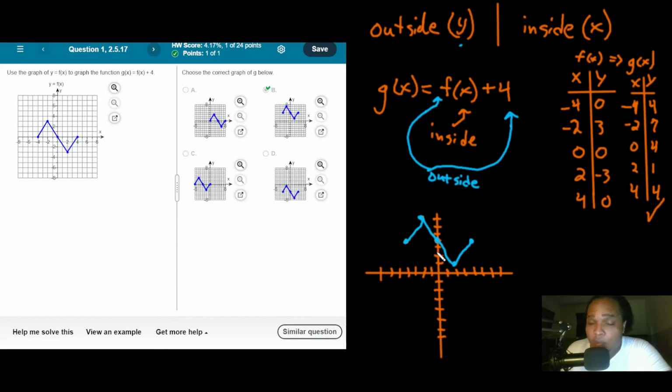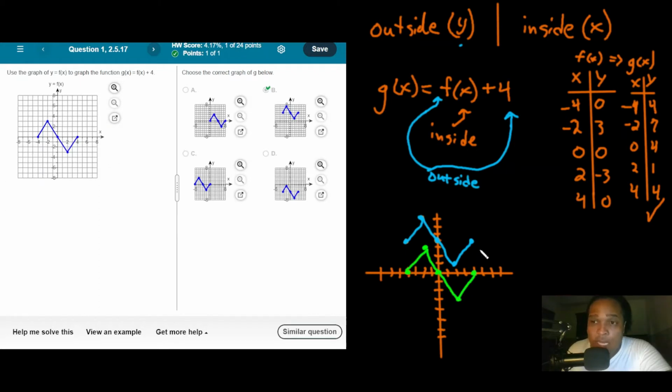Let's go ahead and plot the points that we got from the original. -4, 0, 1, 2, 3, 4. I can't really see that. Let's use lime. And then we have -2, 3, so 1, 2, 1, 2, 3. And then we have 0, 0, 2, -3, 1, 2, 3. And 4, 0, 1, 2, 3, 4, bam. And here is our original.